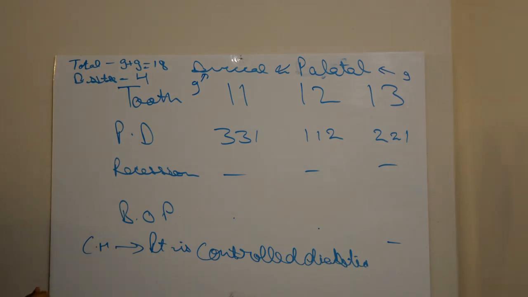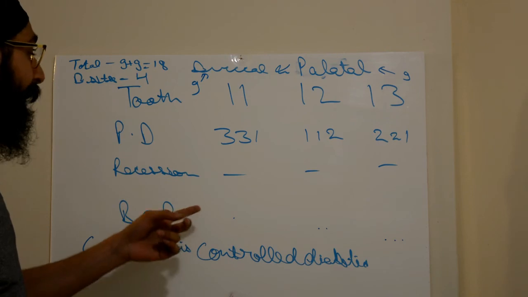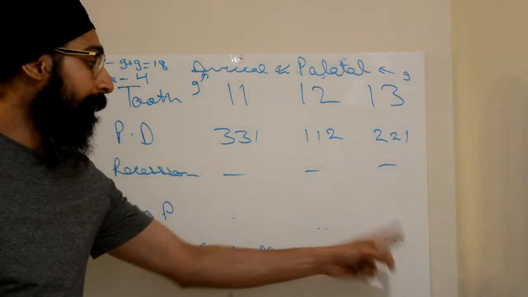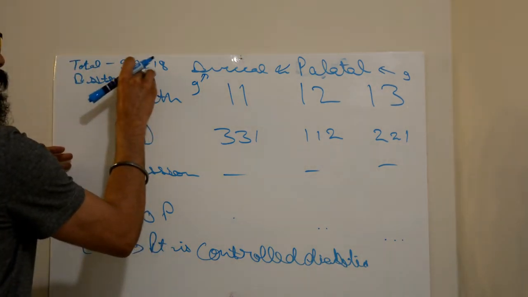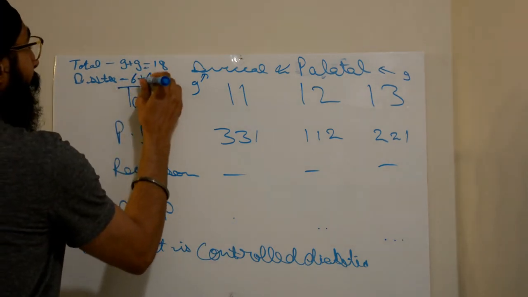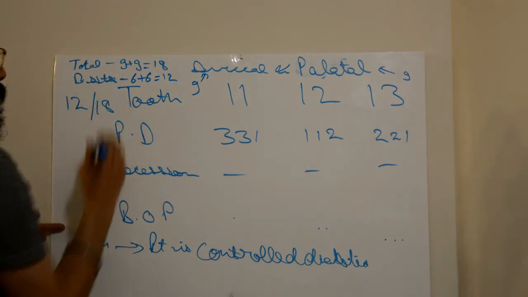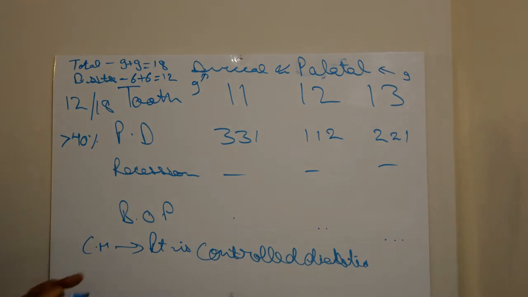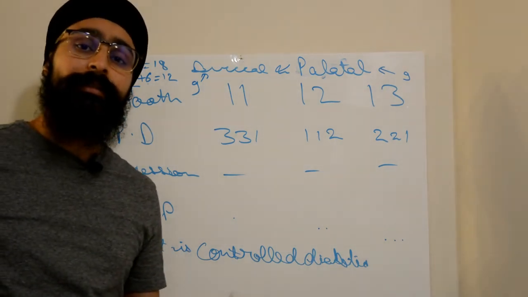Let's say the sites were like this. Now we have a total number of bleeding sites: 1, 2, 3, 4, 5, 6. 6 on the buccal side and 6 on the palatal side. So these become 12. 12 by 18 is definitely more than 40% of the sites. Then the diagnosis will become gingivitis modified by systemic factors.